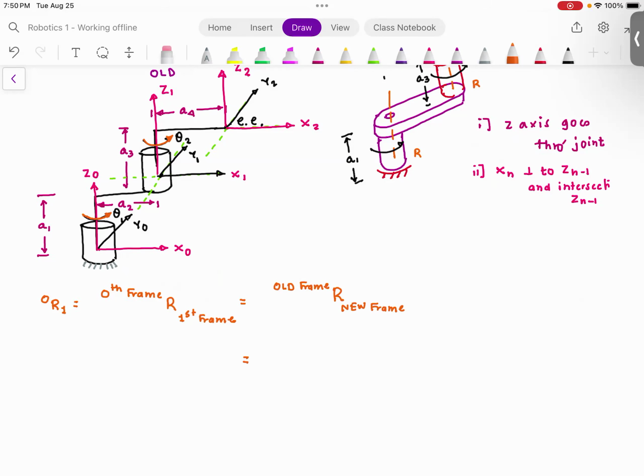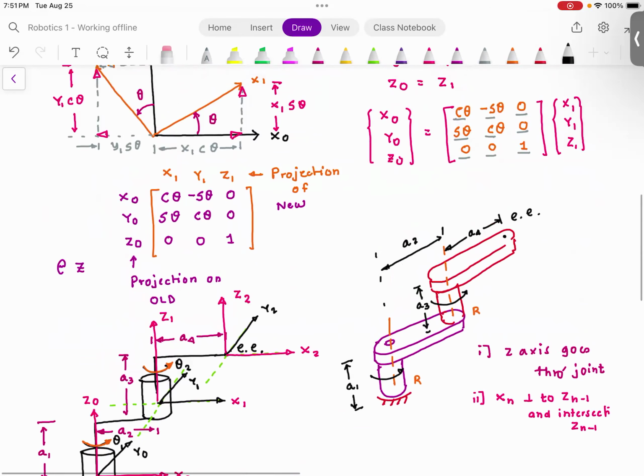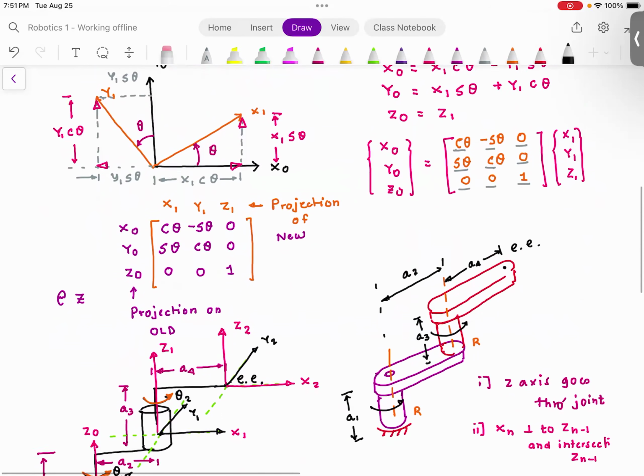Now, since the rotation is about the z-axis, and the rotation is theta 1, I can write down the rotation matrix: cosine theta 1, minus sine theta 1, 0; sine theta 1, cosine theta 1, 0; 0, 0, 1. Do you agree with me? This is the same rotation matrix that we derived a moment ago.